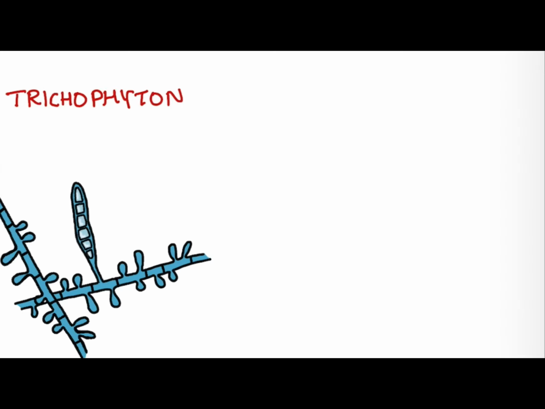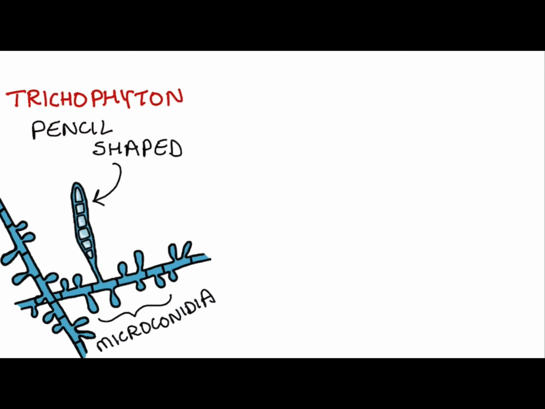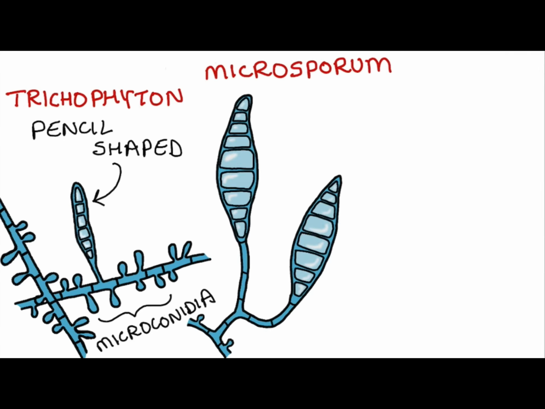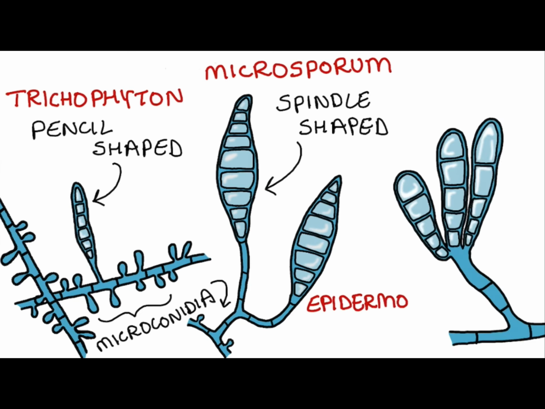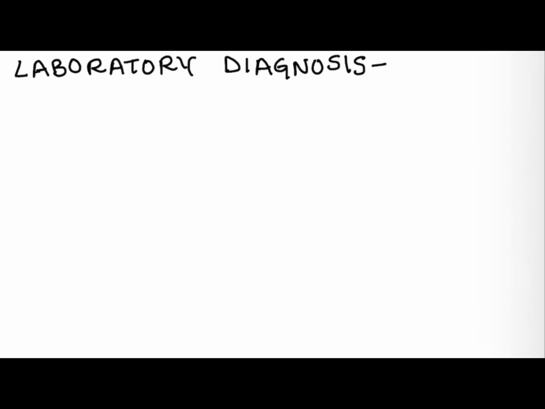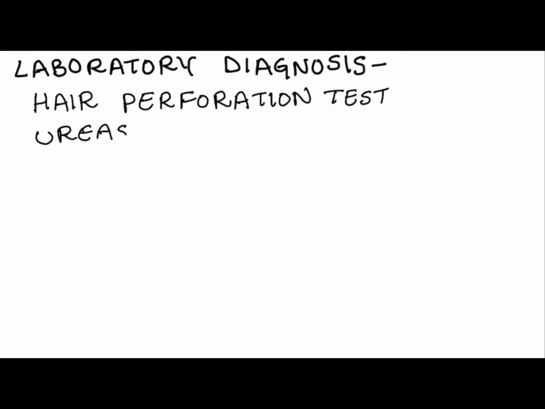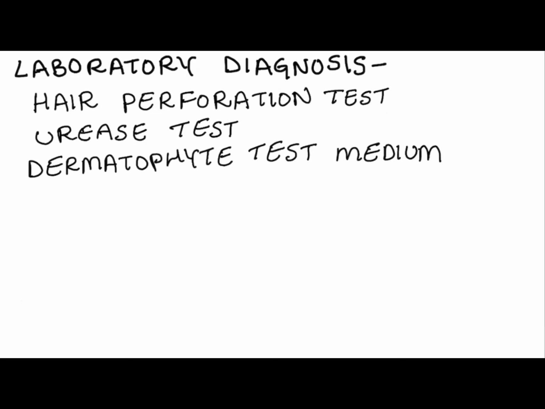Trichophyton produces pencil-shaped macroconidia and abundant microconidia. Microsporum has spindle-shaped macroconidia with rare microconidia, whereas Epidermophyton forms club-shaped macroconidia and microconidia are absent. Other diagnostic methods include hair perforation test, urease test, dermatophyte test medium, and molecular methods like PCR.